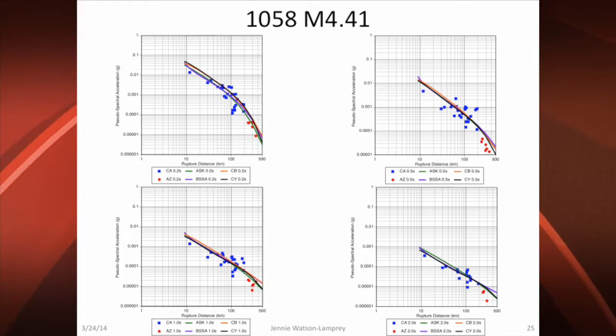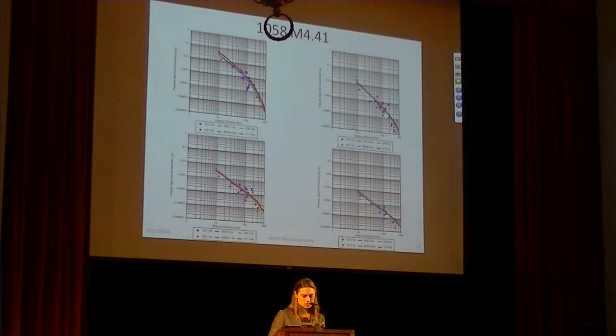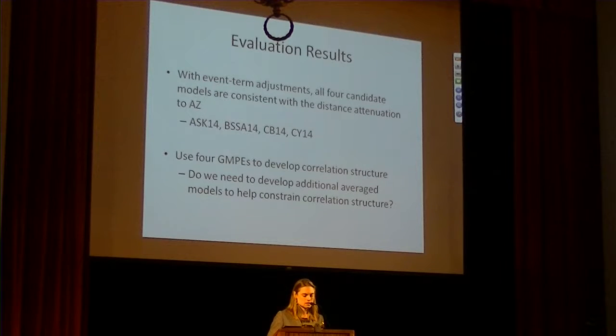Okay, magnitude 4.41. So the evaluation results: given that we've done the event term adjustments, all 4 of the GMPE models are consistent with the distance attenuation we're seeing. And then we'll use these 4 models to feed into the salmon approach and develop our candidate models.